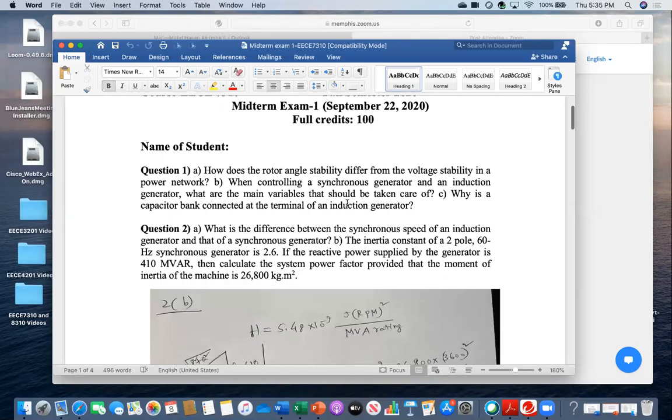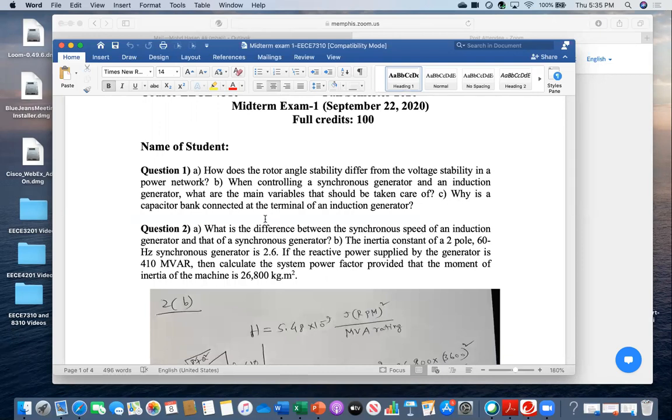When controlling a synchronous generator and an induction generator, what are the main variables that should be taken care of? For a synchronous generator, as we discussed before, active power, frequency, and speed. In case of an induction generator, the reactive power, voltage, and power factor. Those are the main variables.